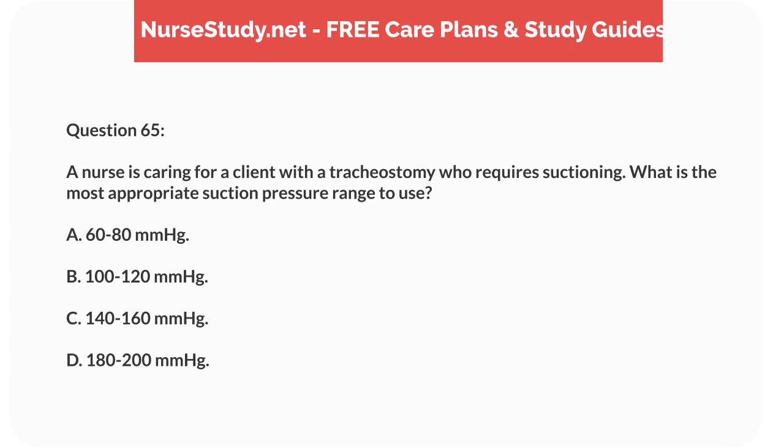Question 65. A nurse is caring for a client with a tracheostomy who requires suctioning. What is the most appropriate suction pressure range to use? A. 60 to 80 millimeters of mercury. B. 100 to 120 millimeters of mercury. C. 140 to 160 millimeters of mercury. D. 180 to 200 millimeters of mercury.